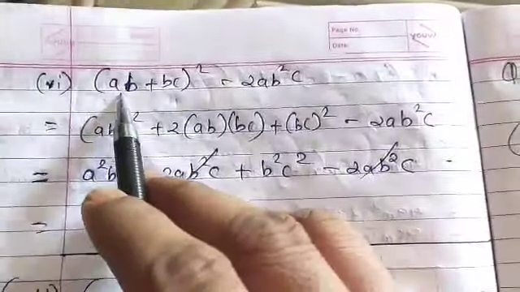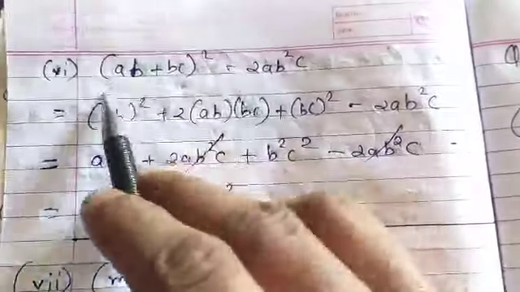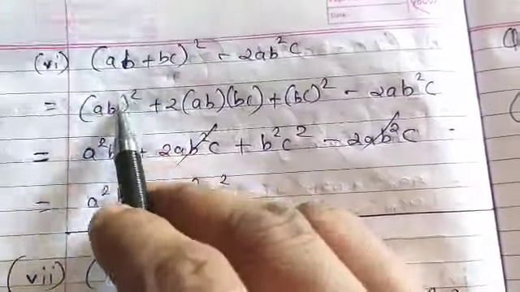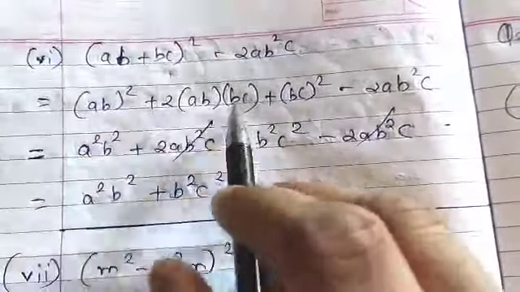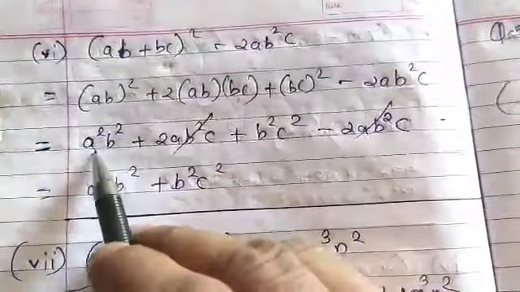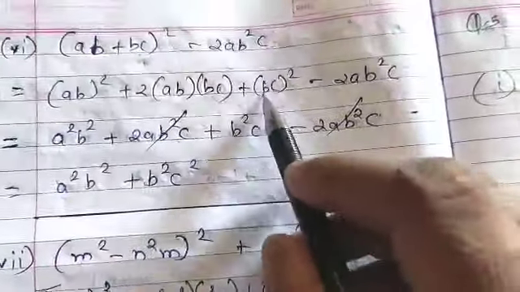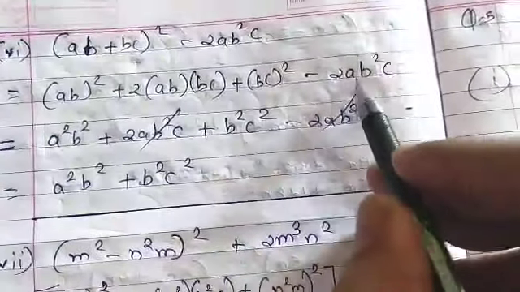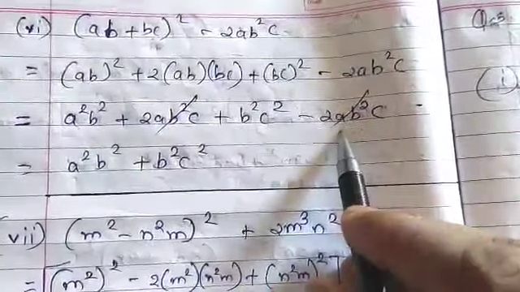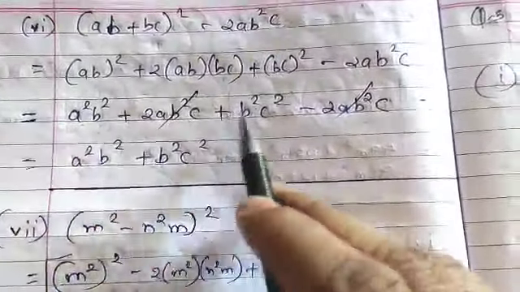So sum number 6: (ab + bc)² − 2ab²c. Now here we have to apply the identity (a + b)² = a² + 2ab + b², that is (ab)² + 2 × ab × bc + (bc)² − 2ab²c. Now (ab)² equals a²b², plus 2ab × bc equals 2ab²c. Then (bc)² equals b²c², minus 2ab²c. Now see here 2ab²c and here negative 2ab²c will get cancelled. So what is left? a²b² + b²c².